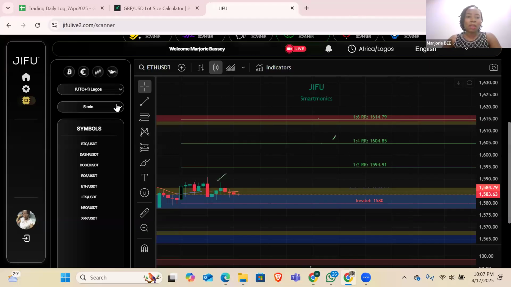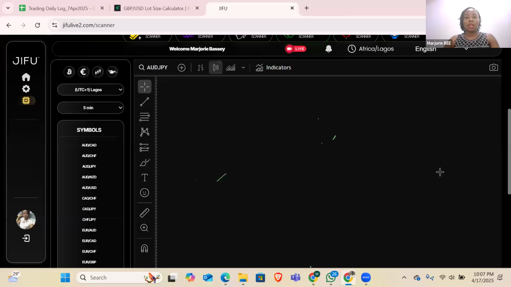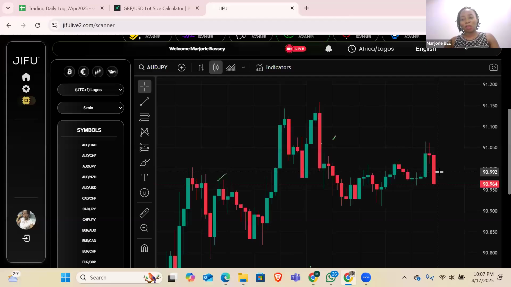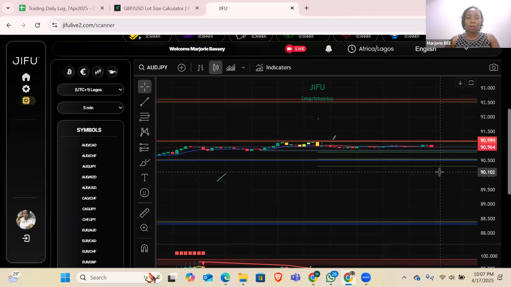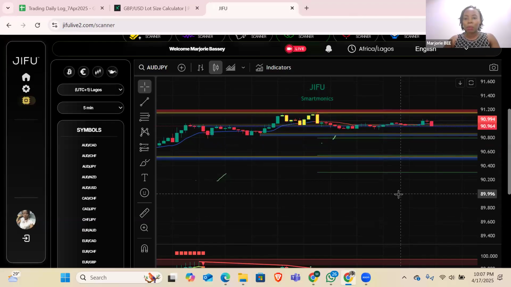So I've shown you the buy. Let's quickly go back to our AUD JPY, and then I'll show you something. Please, people writing on my screen, please stop writing and doing the annotation. It's making the screen untidy.